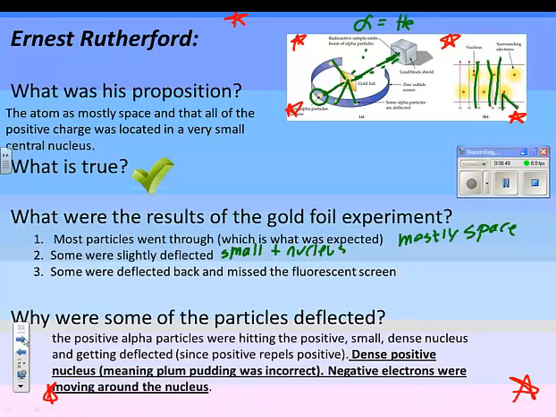Watch the video. Oops. There we go. Positive particles getting the positive nucleus. Pause it, read it, write it down if you want. But yeah, what this shows is the negative electrons are moving around the nucleus. They're not part of the nucleus like the plum pudding model said.